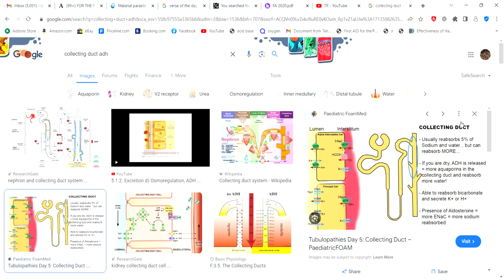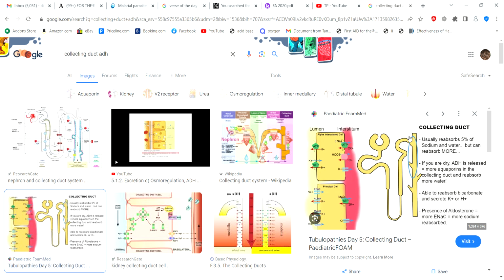So thick ascending Henle contains the most dilute fluid. Thick ascending Henle, which is this, that contains the most dilute fluid in the renal system.